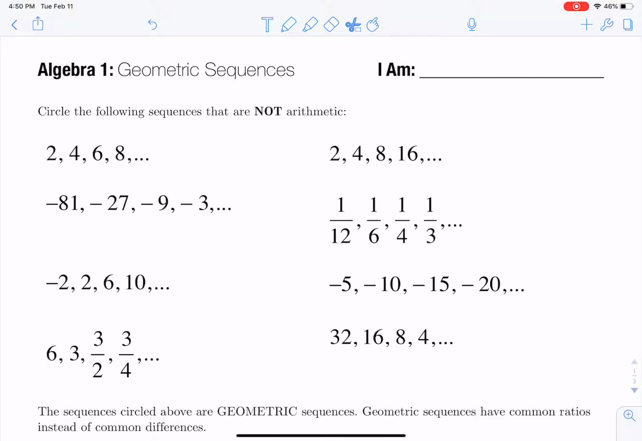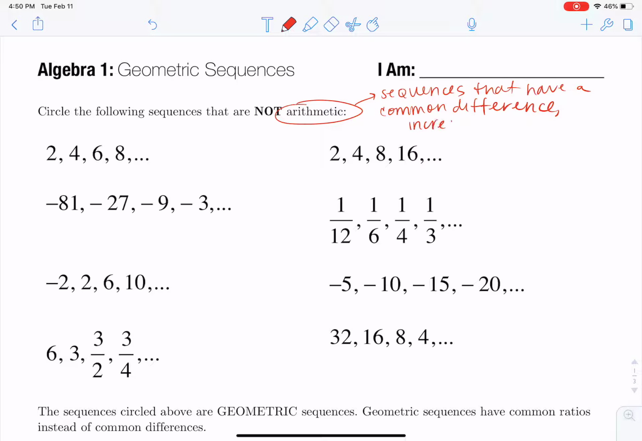that are not arithmetic. So if you want to make yourself a little note, remember that arithmetic sequences are sequences that have a common difference, and remember that means that they increase or decrease using addition or subtraction. So circle the following that are not arithmetic.